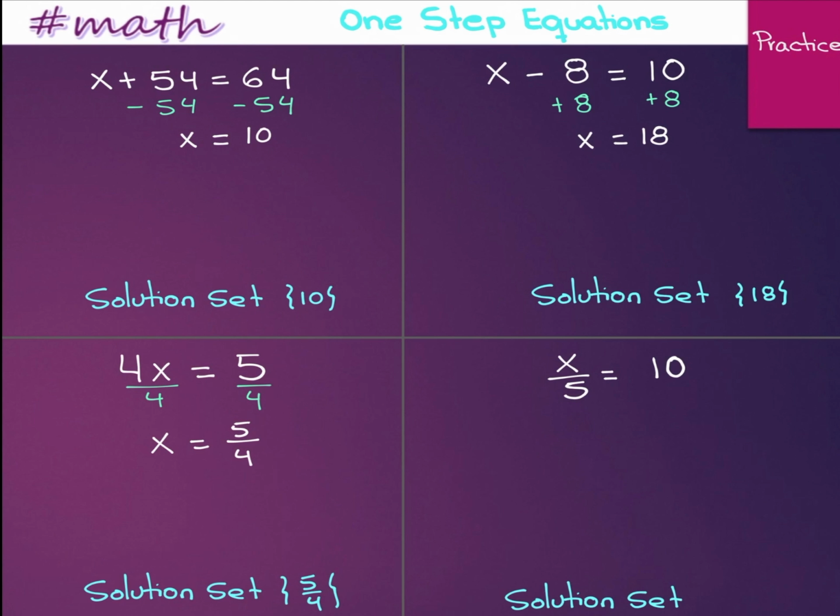The last example, 5 is dividing the x, so we should do the opposite operation. Multiply by 5 on both sides of the equation. Then 5 divided by 5 is 1 times x is x, and that equals 5 times 10, which is 50. And the solution set is then the set containing 50.